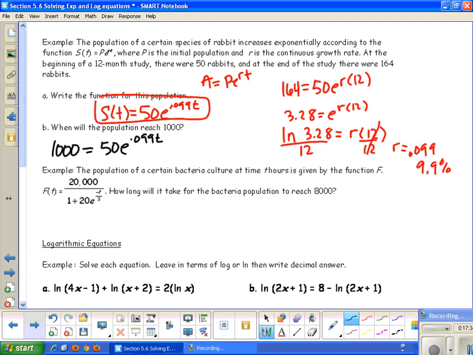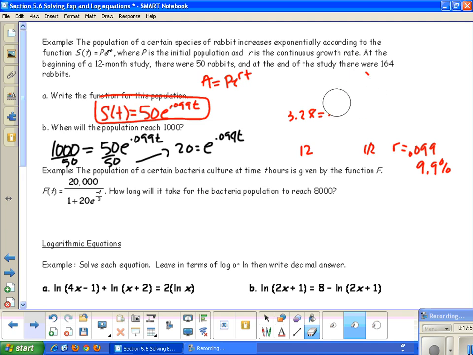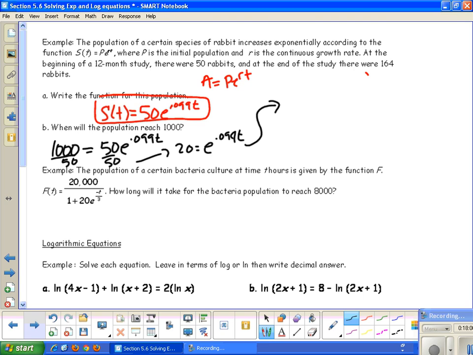Now, first things first, I would divide by 50, and you get 20. So when I divide by 50 on both sides, I get 20 equals e to the 0.099 t. Now I have to solve this equation, and I'm going to solve it differently than I solved the first one. So you can solve it by putting this in natural logarithmic form, or you can solve it by taking the natural log of both sides. Again, both will yield the same answer.